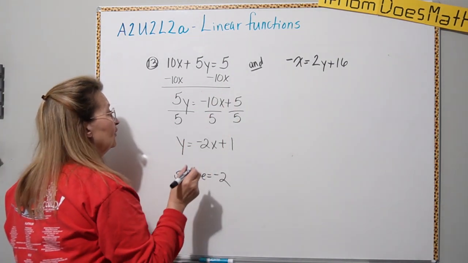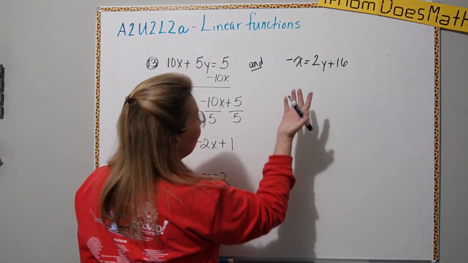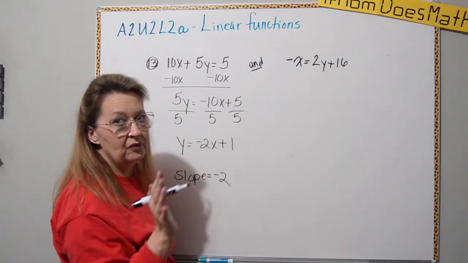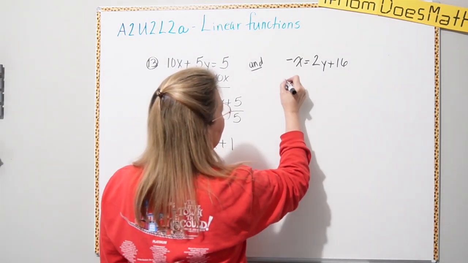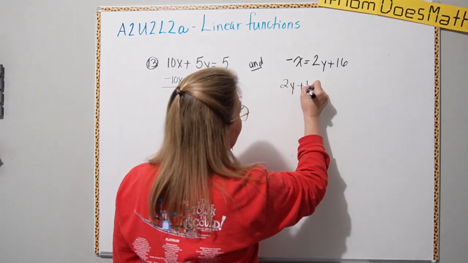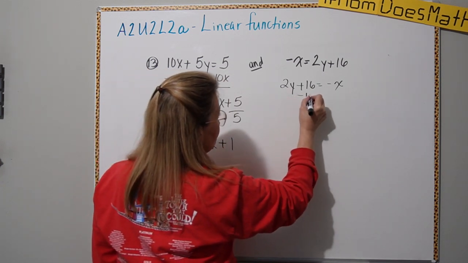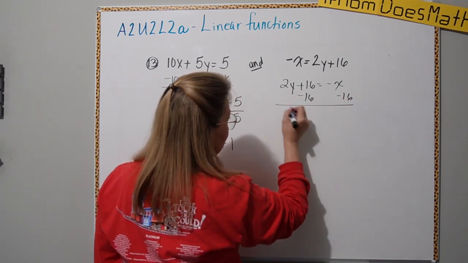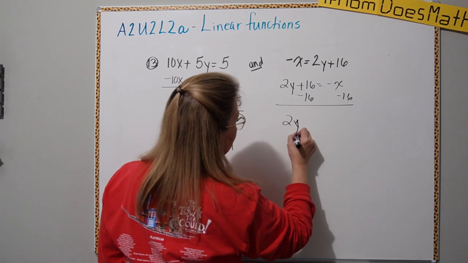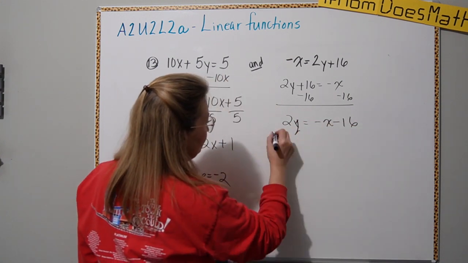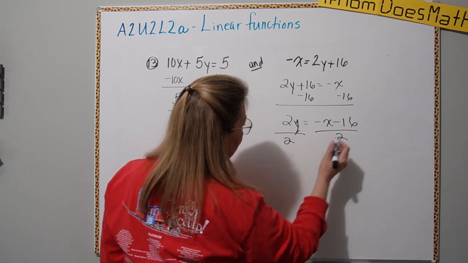All right, over here, to get this one in slope-intercept form first, and there's a lot of ways to manipulate these equations. You do you on that. I'm going to invert, make it 2y plus 16 is equal to -x, and then I will subtract 16 from each side. So now I have 2y is equal to -x minus 16. Divide all the way through by 2.